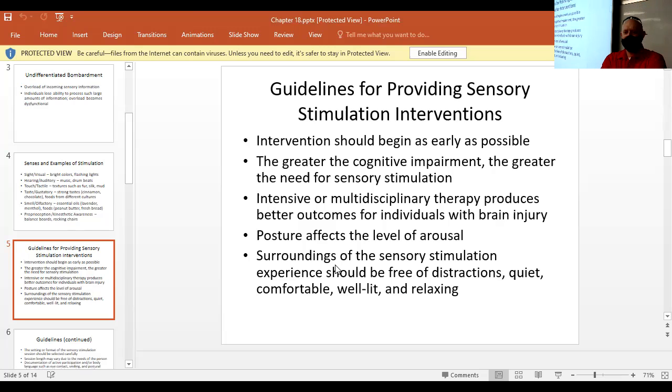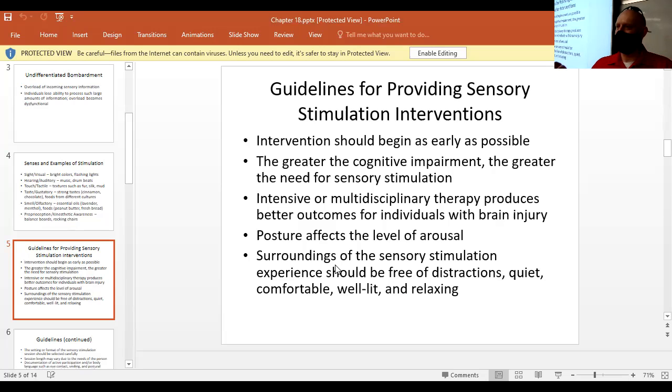Intensive or multidisciplinary therapy produces better outcomes for individuals with brain injuries. So that's basically saying that not just using one type of sensory integration, just through recreation therapy, the more people that work with them and the more often it happens, the better the outcomes are going to be. That's been shown for people with brain injury, who have the same issues with figuring out what their senses mean when they feel these things. Why do I feel this way? It's kind of what they get.